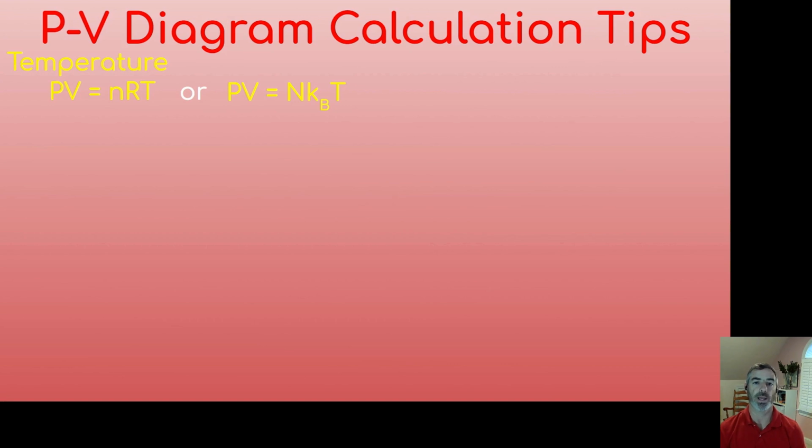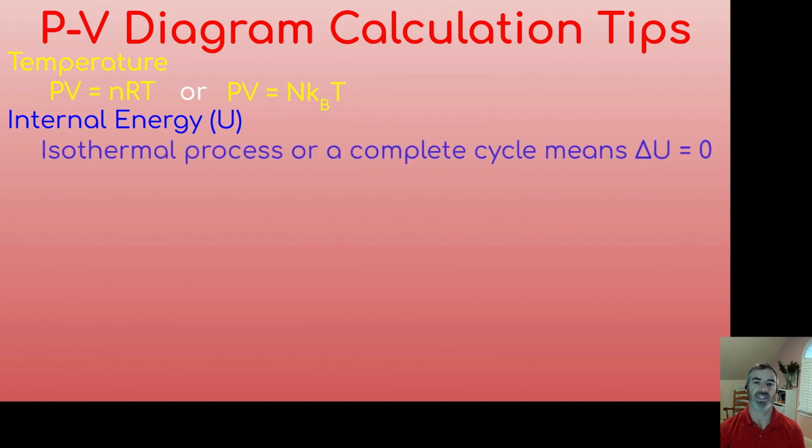Once we know the temperature, then we can move on to calculating internal energy. Now remember that internal energy for a complete cycle, like we saw in the second one, A, B, C, D, A, or an isothermal process, that means the change in internal energy is zero. So there's no calculations that need to be done. We can just know that isothermal along that C to A line in the first one and the full cycle A, B, C, D, A, that means delta U is equal to zero.